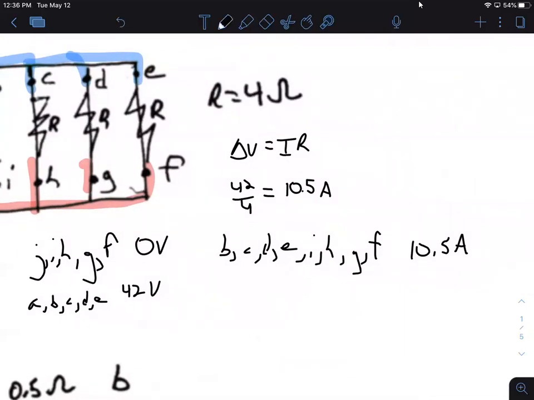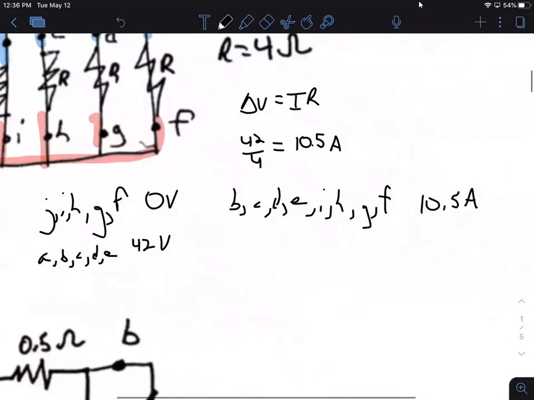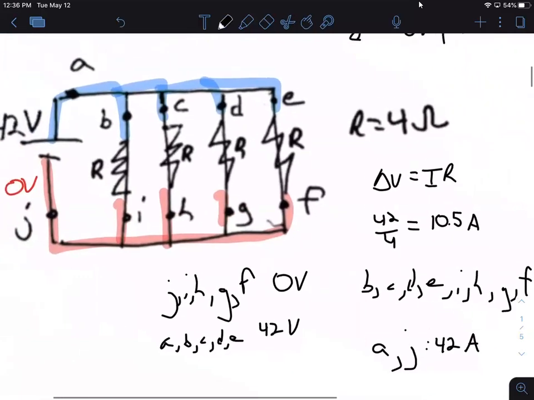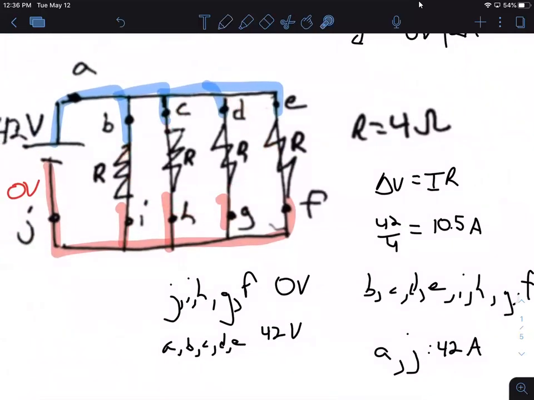I get 42 amps for A and J. Another way I could have solved this problem is to find the equivalent resistance for all these. That would be 1/4, because it's 4 ohms, plus 1/4 plus 1/4 plus 1/4. Well, that's 4/4. So 1 over the equivalent equals 4/4. Flip that, 4/4 flipped is also 4/4.